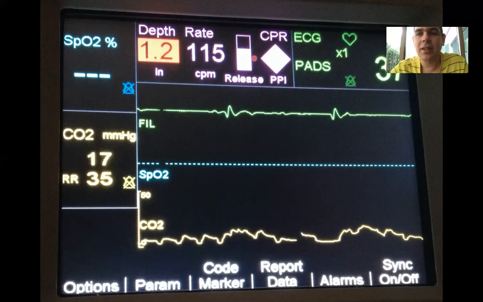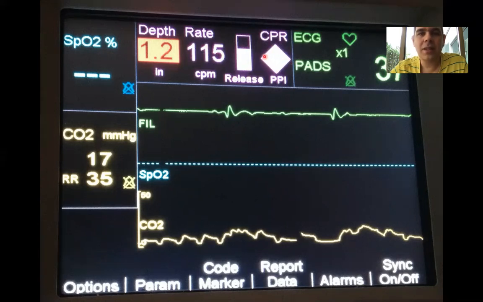So it's a composite, rather, of the release, the rate, and the depth, right? So when you have adequate release, adequate rate, and adequate depth, you will get a fully filled in diamond. As your indices of CPR do not meet their targets, this diamond would start to hollow out, all right?